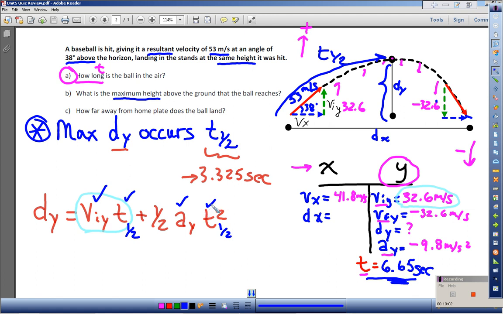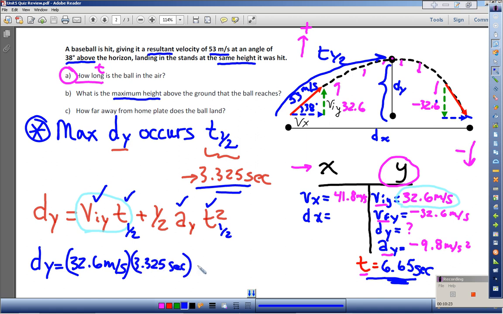So to solve this problem, it becomes as simple as throwing in the numbers and solving. My initial velocity in the vertical direction is 32.6 meters per second, multiplied by this time halfway, which is 3.325 seconds, plus 1/2 of a negative, don't forget the negative because the acceleration due to gravity is pointing down, 9.8 meters per second squared, times 3.325 seconds. Don't forget to square this term as well.